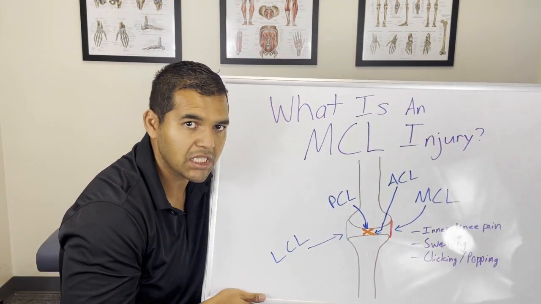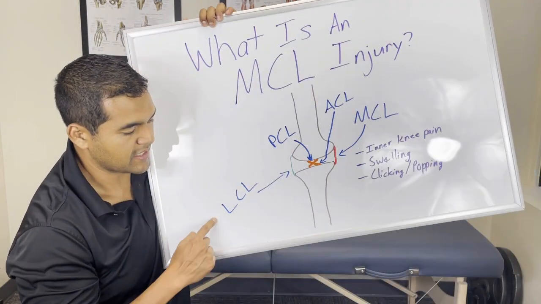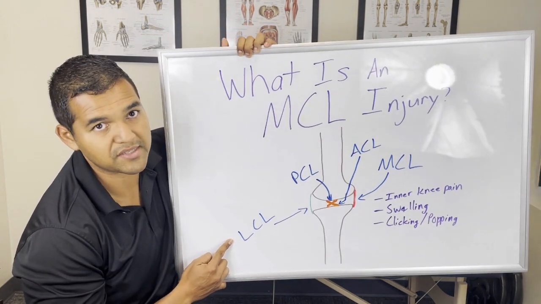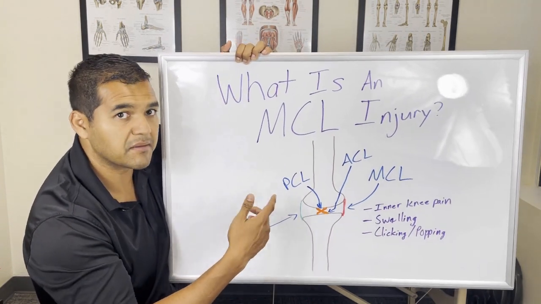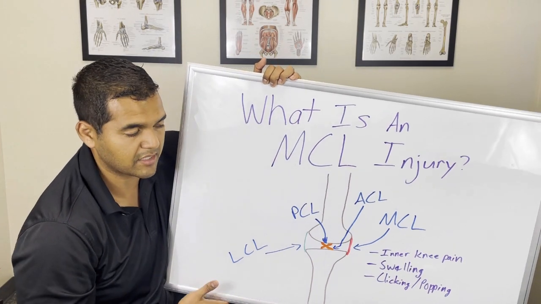MCL means medial collateral ligament. Medial means inside, versus the LCL is the lateral, which means outside, collateral ligament. That's why all the CLs, collateral ligament, everything's collateral ligament. PCL is the posterior collateral ligament, and ACL is the anterior collateral ligament.